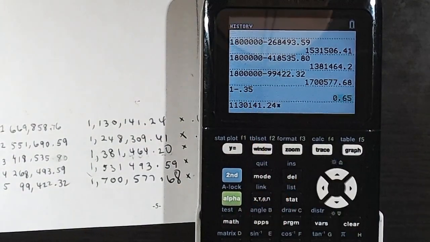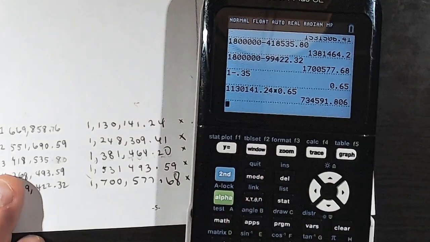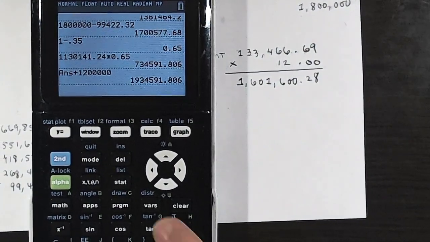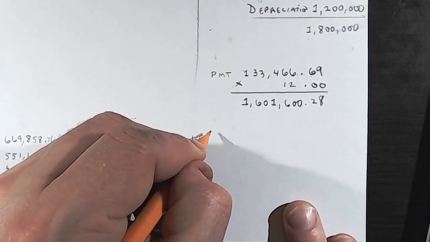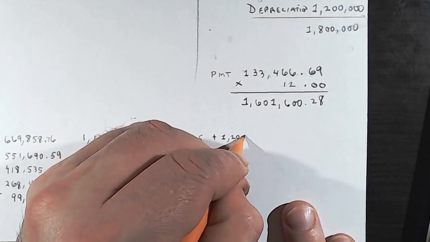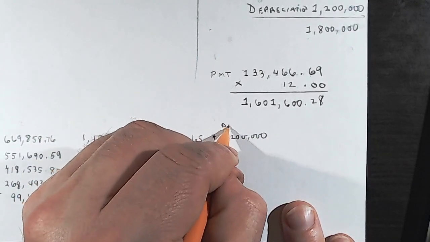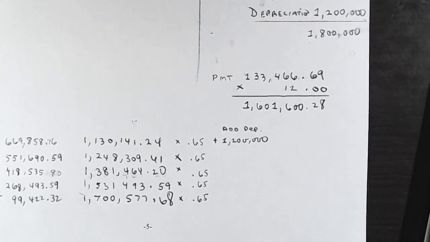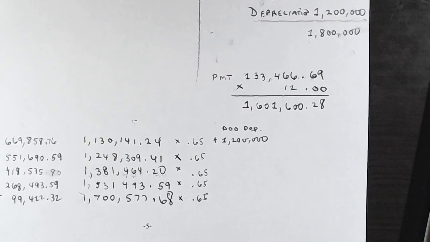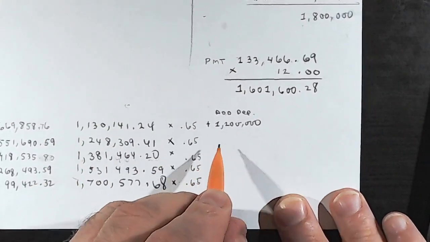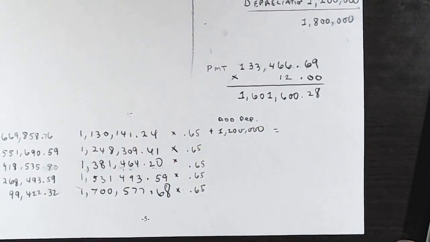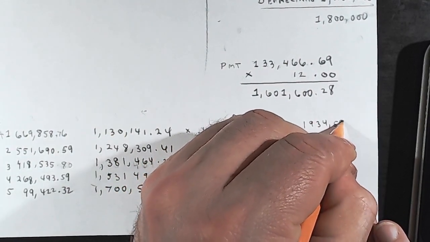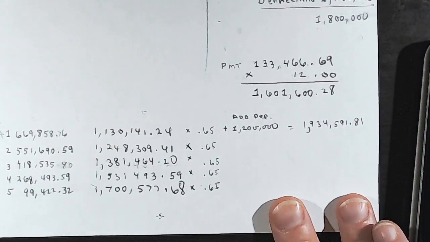Okay, so now I'm going to take each of these numbers, starting with that 1,130,000. I'm going to multiply it by 0.65. Okay, and then I'm going to add back the depreciation, which is 1.2 million. So add back 1,200,000. And I get 1,934,000 plus 1.2 million. You got to add back depreciation. You need to subtract depreciation in order to calculate the tax effect, but then when you're done, you have to add it back in order to understand what the cash flow is, because we only want cash transactions. Depreciation is not a cash transaction. All right, so this is equal to 1,934,591.81.